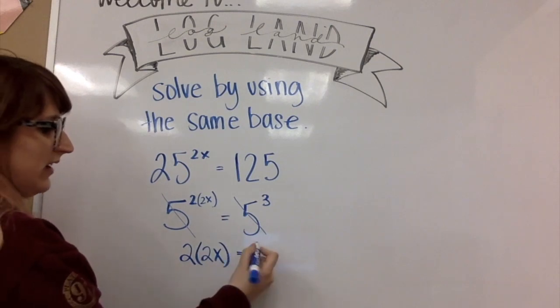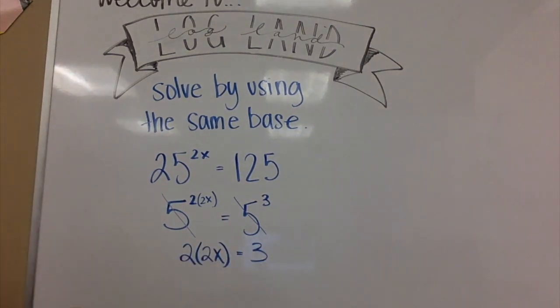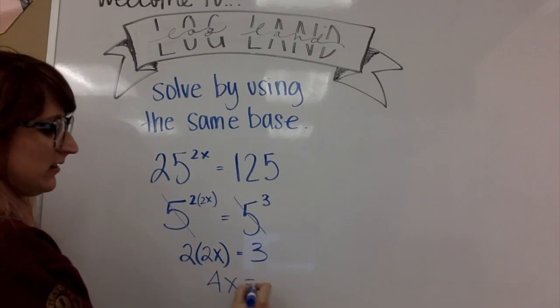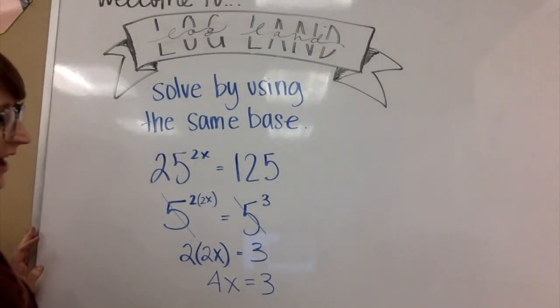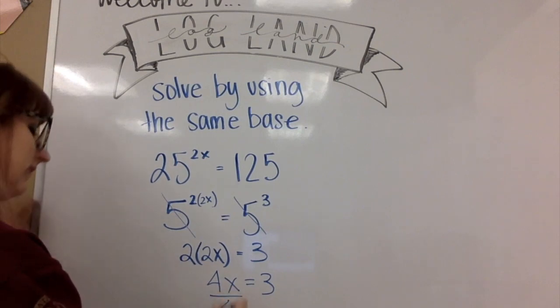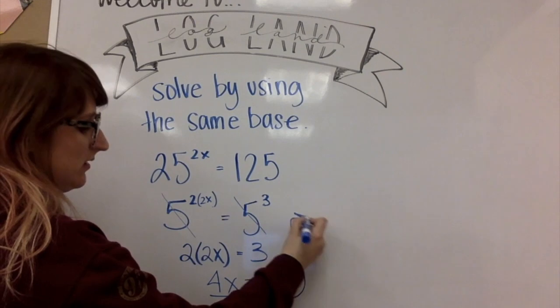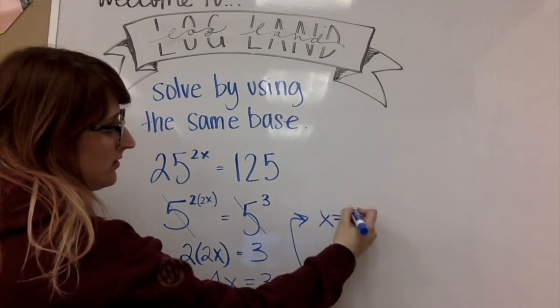So I have 2 times 2x equals 3. I multiply and I get 4x equals 3. And then I solve for x by dividing 4 on both sides. So then I'm going to get x equals 3/4.